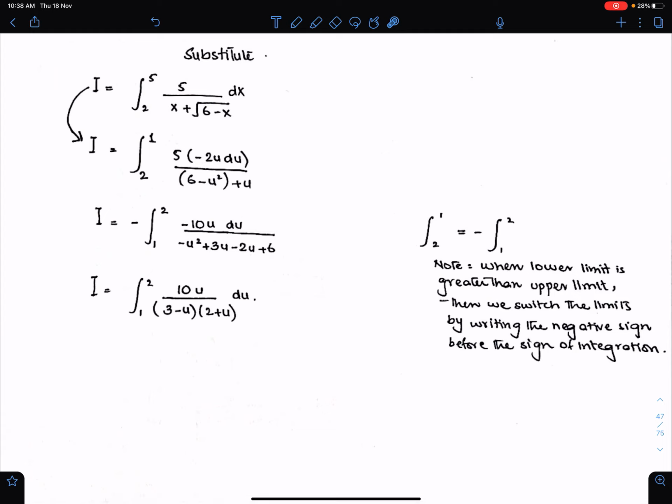See, when the lower limit is greater than the upper limit, then we always switch the limits by writing a negative sign outside the integral. This is here. So this negative is because of the switching of the limits. Now simplify this and break the middle term of this. Now this minus and this minus will become plus, and the factorized form of this is here. And this is what we had to show.